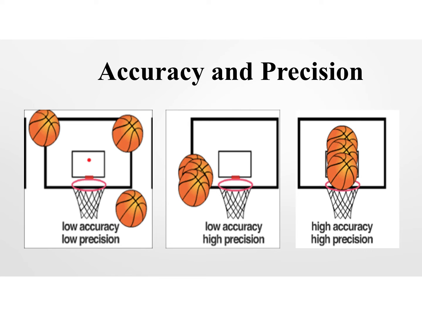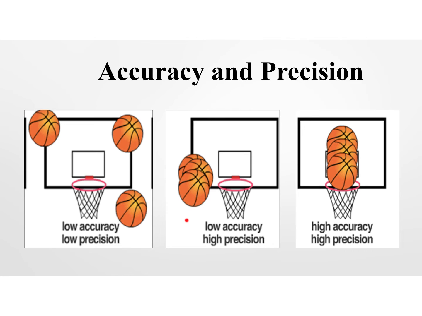Where are you aiming if you're playing basketball? You're aiming at the hoop, right? So this is low accuracy. Are the balls even close? It's also low precision because do you see how they're not even close to each other? This person, they're random, right? Not even close. Every try you get something different.